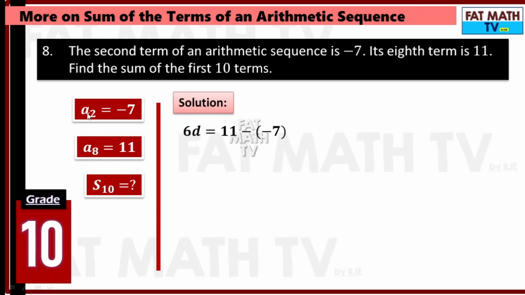A sub 2 is a sub 1 plus d. A sub 8 is a sub 1 plus 7d. So if you subtract that, the a sub 1 will be cancelled. That's going to be 0. And then 7d minus d is 6d. That's why 6d is equal to the difference 11 minus negative 7. 11 minus negative 7 is positive 18. Divide both sides by 6. You will get d equals 3.